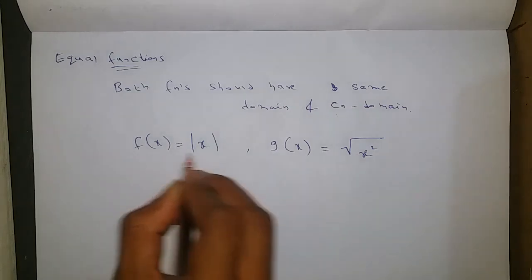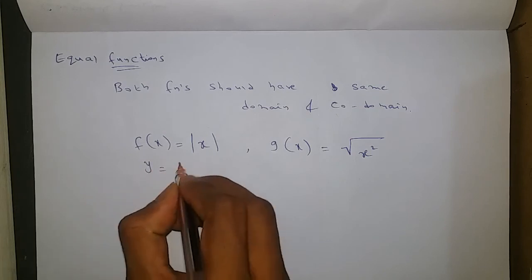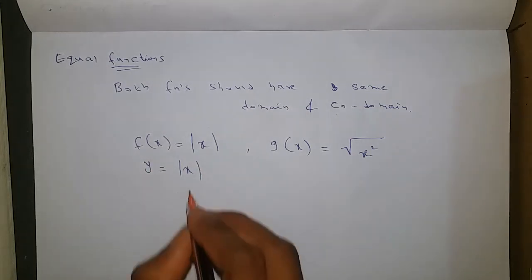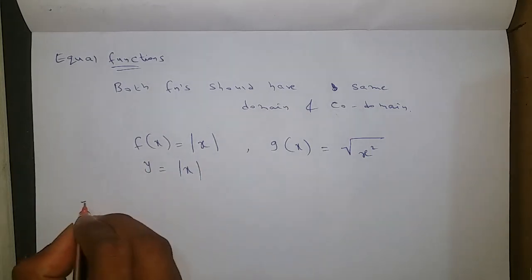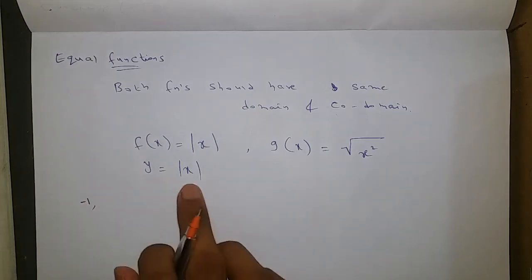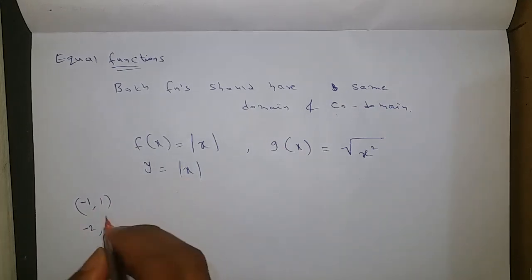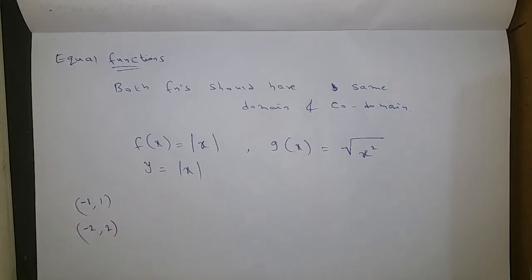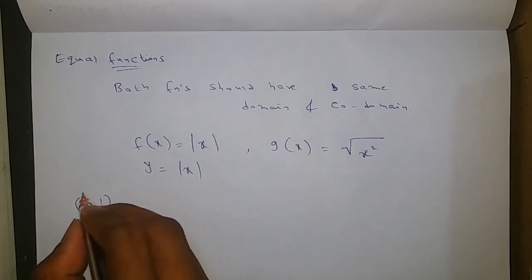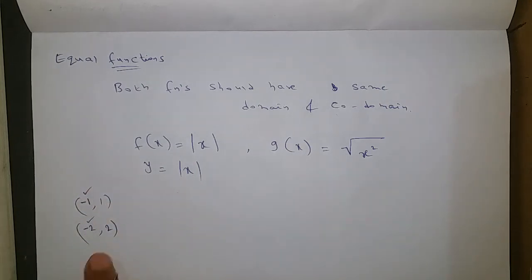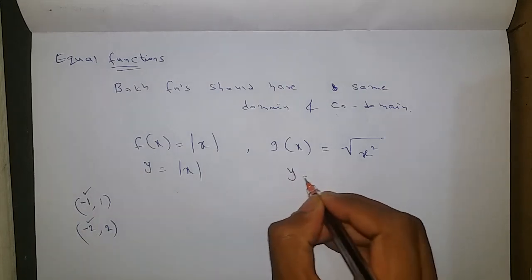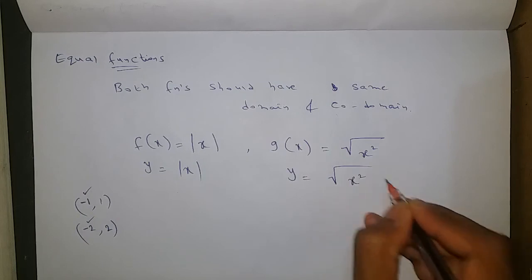Now for this f of x, I am taking y is equal to mod x. In the place of x, I am substituting minus 1: modulus minus 1 is plus 1. Now I am substituting minus 2: modulus minus 2 is plus 2. Now the same domain, that is minus 1 and minus 2, I will substitute in the other function also. g of x I am replacing with y, so y is equal to under root x square.